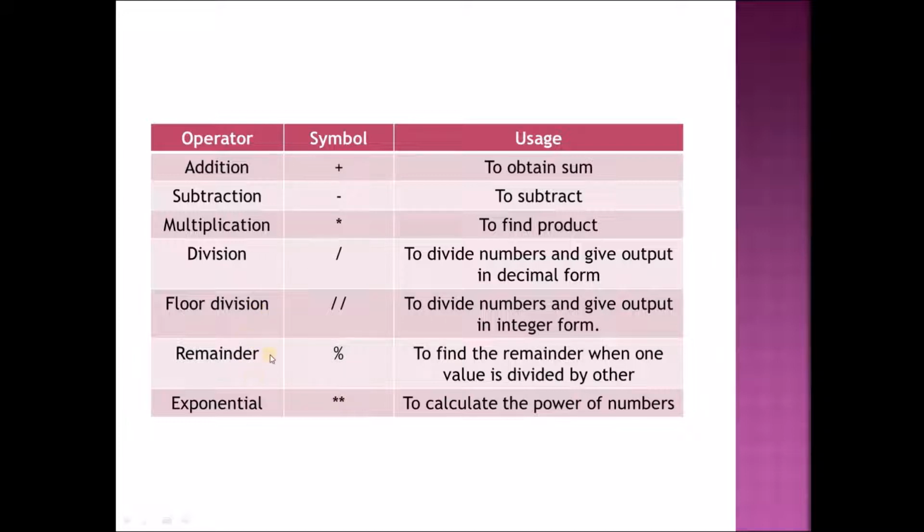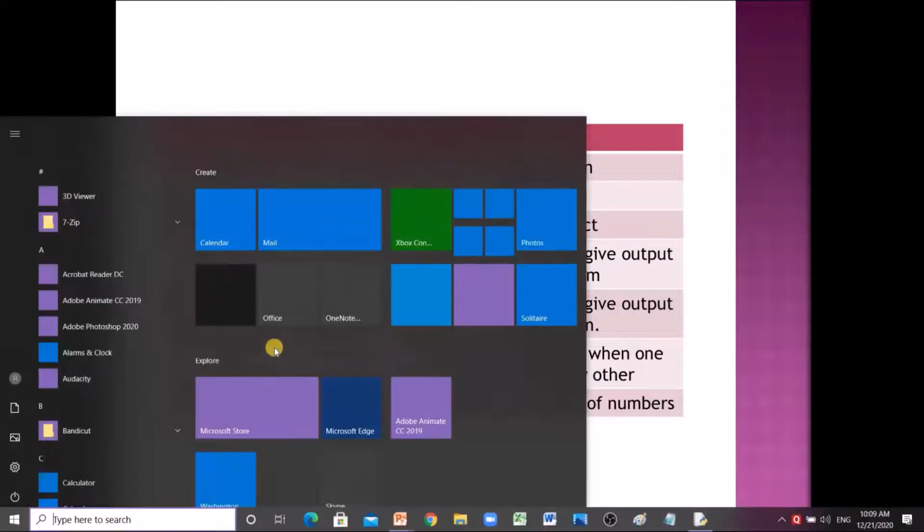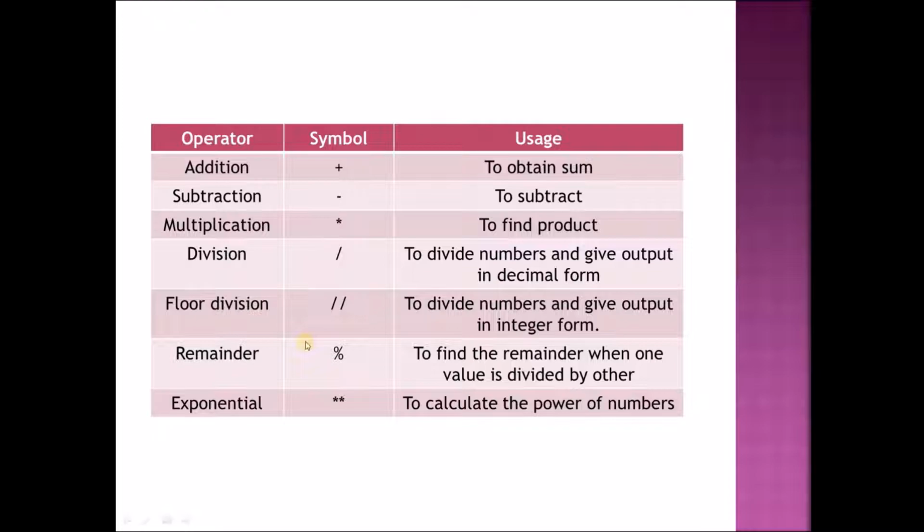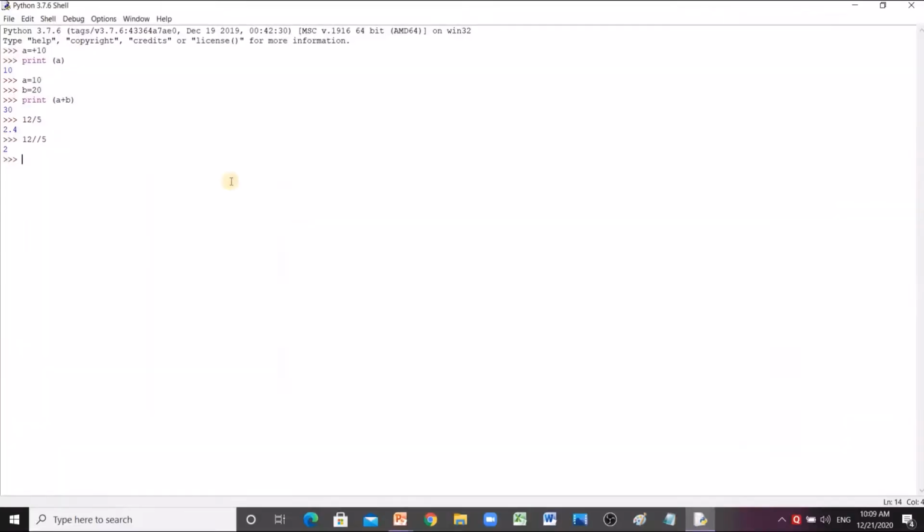Coming to the next, we have remainder. Remainder, when we divide the number and we want the answer as the remainder itself. So in that case, I'll open Python and I will divide the same number 12, but this time I want the answer, not the quotient, I want the remainder.